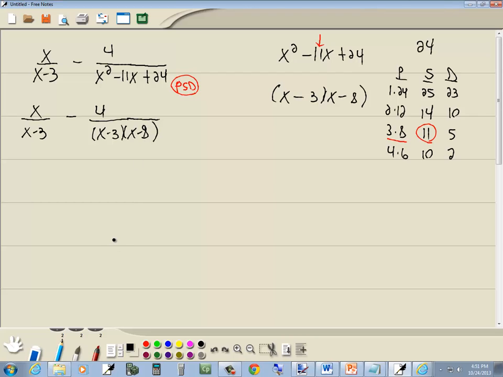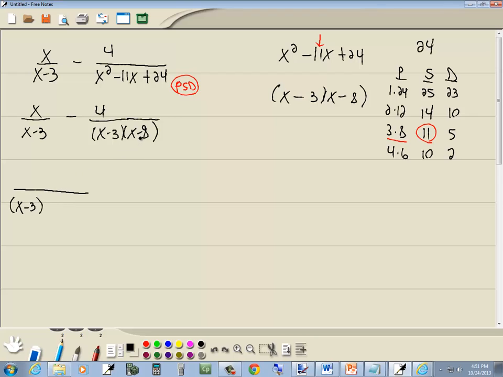Okay, next step. Figure out your LCD, least common denominator, and rewrite each fraction with that new denominator. Now I'm going to start with my first factor, the x minus 3. And I'm looking for the greatest number of x minus 3's in a single denominator. Not counting how many there are, I'm looking for the greatest number of them in a single denominator. There's 1 here, there's 1 here, so the greatest number of x minus 3's in a single denominator is 1.